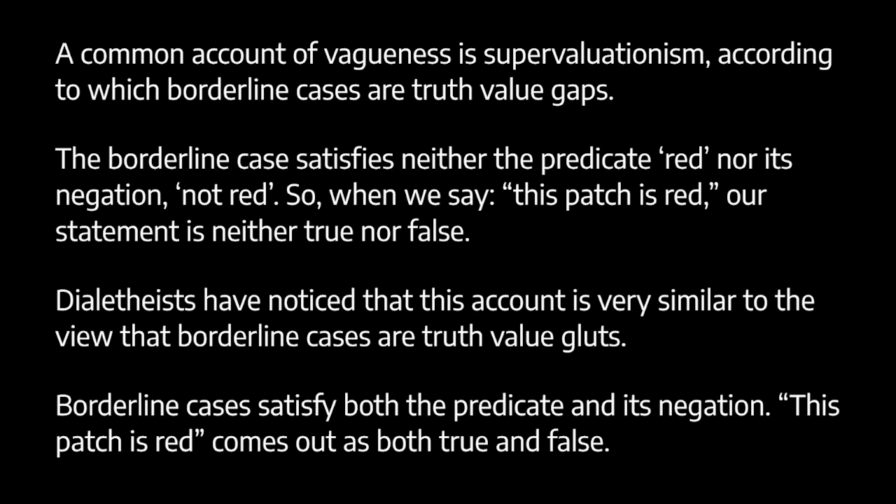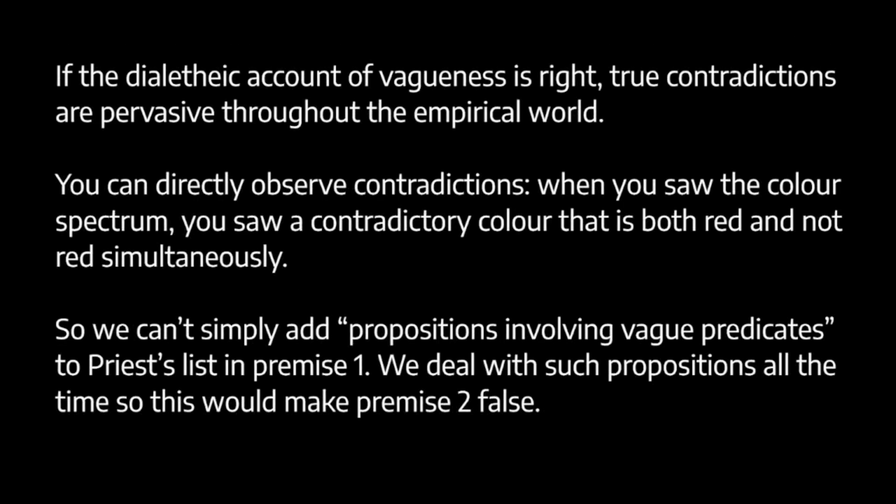Now, this treatment of vagueness is very controversial, but so is every other treatment of vagueness. The point is, this is an argument for dialetheism that a lot of people take seriously. Now, vagueness is pervasive. Vagueness is everywhere. If we accept the dialetheic account of vagueness, contradiction will be spread throughout the empirical world. Indeed, you can directly observe contradictions. When you look at that colour field that I showed on the screen, you just see directly a contradictory colour. You see a colour that is both red and not red.